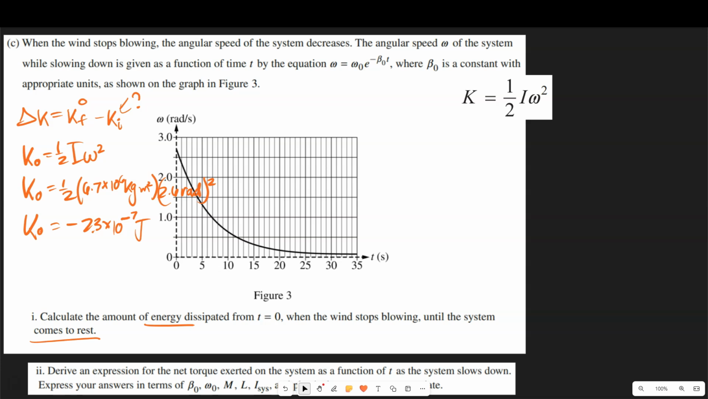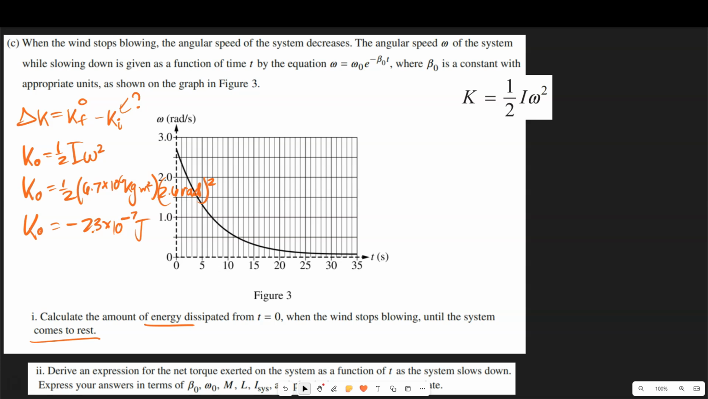Now, it's a little unclear from the problem whether we are supposed to write this as a positive or a negative answer. This is the amount of energy lost. But it turns out in the grading sheets, in the grading points, they note that you could write this as a positive or a negative answer to get the point. Okay, let's move on to C2.